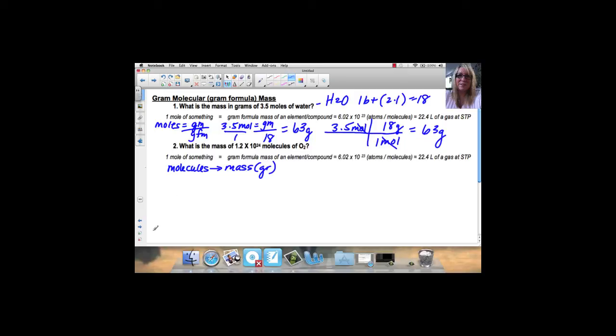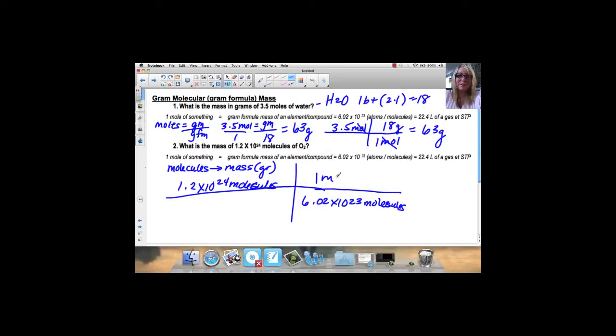But if you know those three equivalents, 1 mole equals the GFM, 1 mole equals 22.4 liters, and 1 mole equals 6.02 times 10 to the 23rd molecules, then this is an easy problem because you've got 1.2 times 10 to the 24th molecules. And you're looking for grams. So basically, you want molecules to cancel. So you know 6.02 times 10 to the 23rd molecules needs to be in the bottom. Keep writing moles.